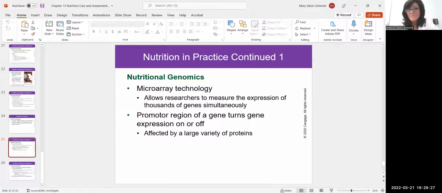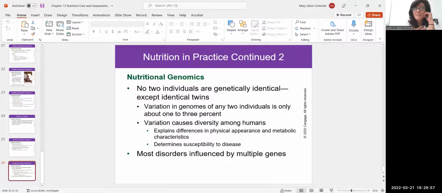And then the genomics, right? So microarray technology, they can look at thousands of genes at the same time, and they can look at regions of genes that turn a certain expression of the gene on or off. So in other words, it makes a particular gene do a certain function in the body. Like I said, genomics is absolutely and utterly probably the most fascinating thing that I've ever read about.